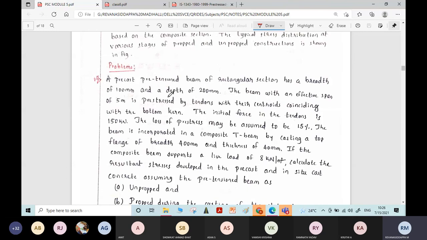But this Module 5 is newly introduced in your 17 scheme syllabus. You are the first batch for 17 scheme. I don't know what type of question they are going to ask in the examination. So my suggestion is, Module 5 you can attempt if you prepare for Modules 1, 2 and 3. But my suggestion is to go for Modules 1 to 4. You prepare for Modules 1 to 4, and for Module 5 just have a look.